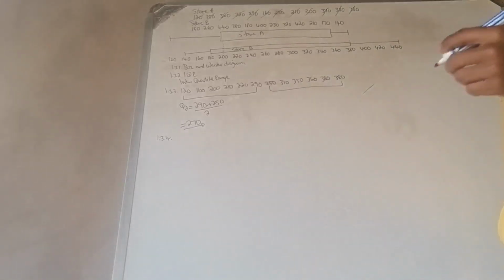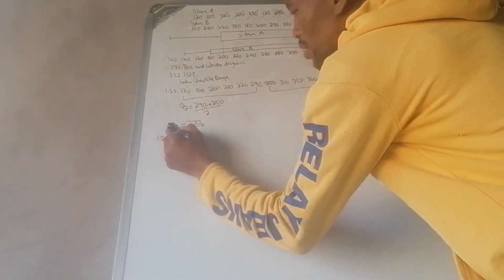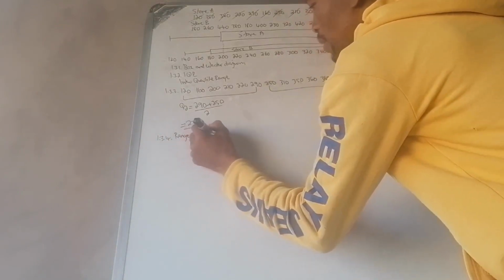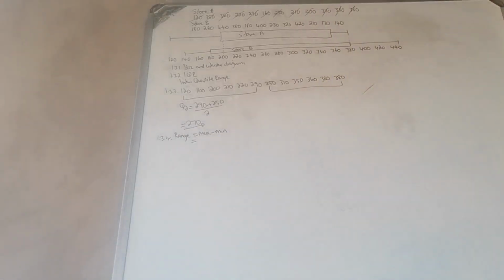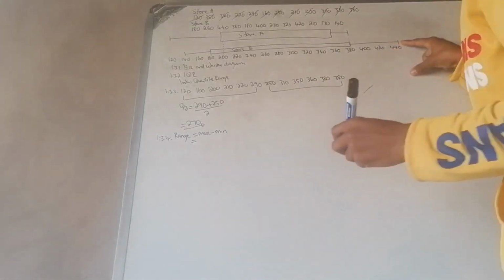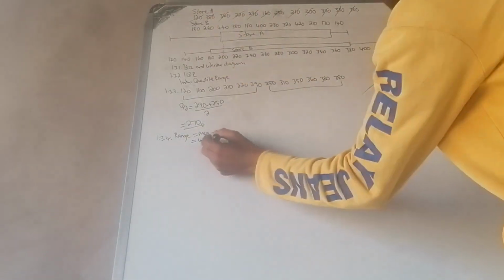Let's go to 1.3.4. Calculate the difference between the maximum and the minimum values for store B. This is very important. The difference between the maximum and the minimum, what is that? That is what we call the range. Range equals maximum minus minimum. The maximum for store B is 440, looking at the box and whisker for store B.